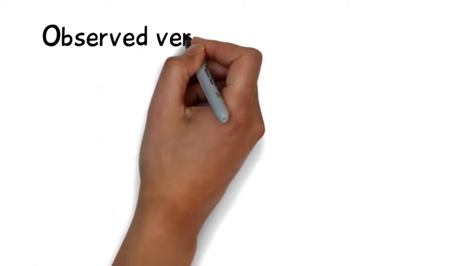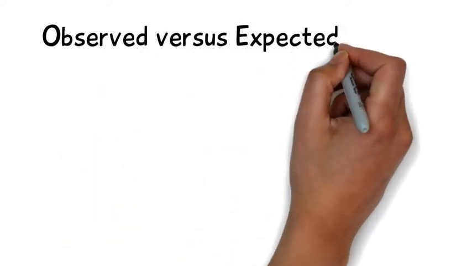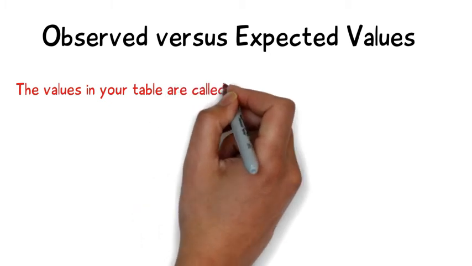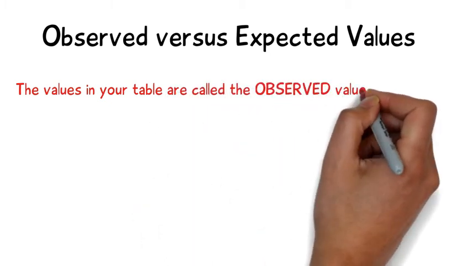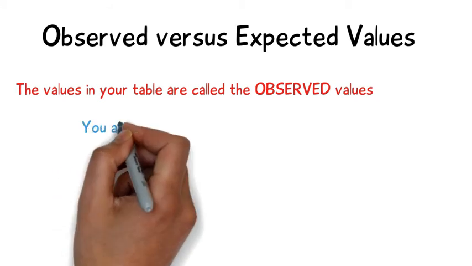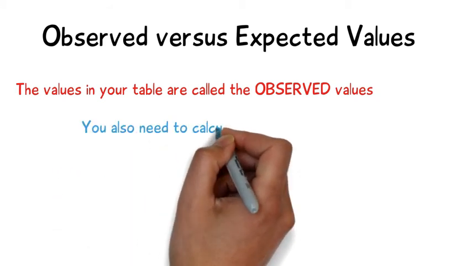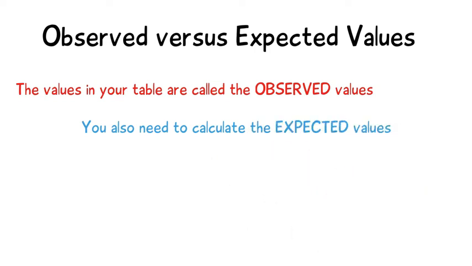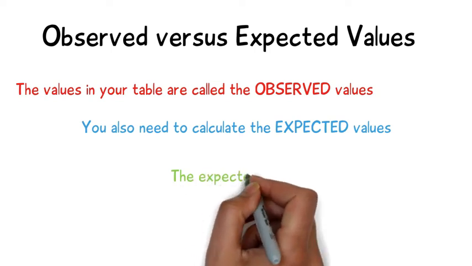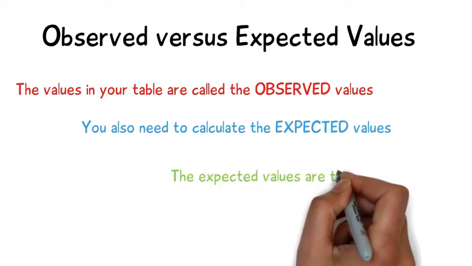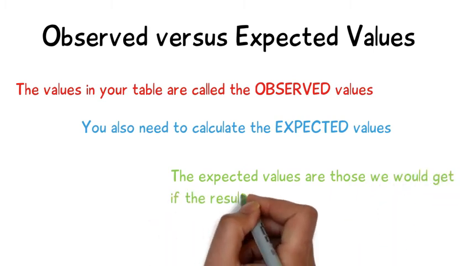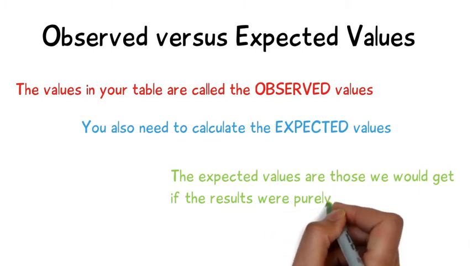So you've met observed values before. These are always the values that you calculate in your statistics. However, you haven't met something called an expected value. So the values you see in your table are, as you know, called the observed values. But you also need to calculate something called the expected values. And the simplest way to put it is that the expected values are those that you would have got by pure chance. So if everything was purely distributed by chance, this is what the table will probably have looked like.